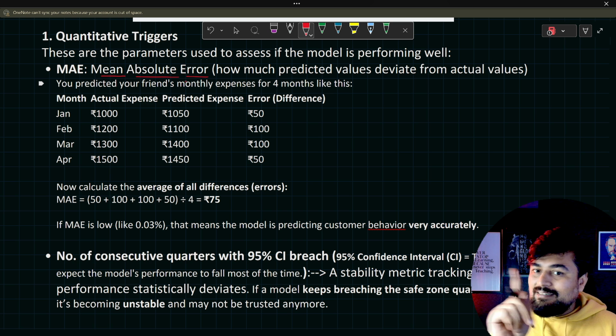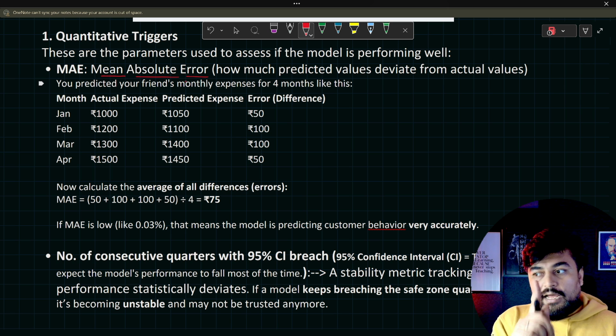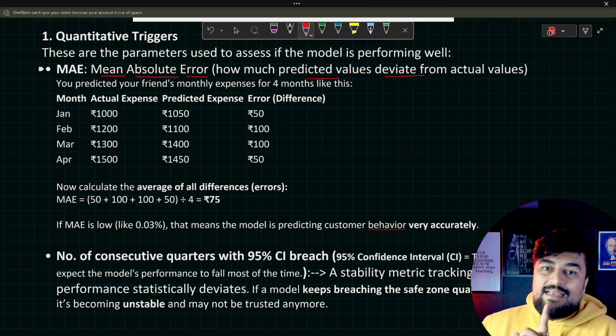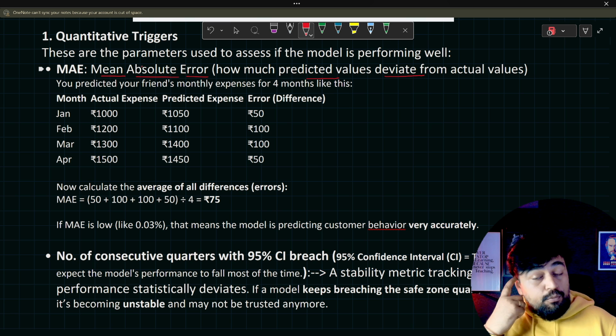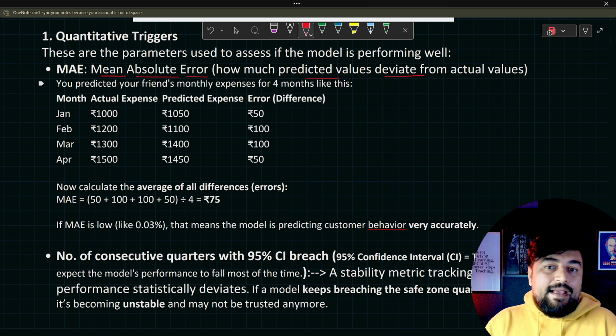So that one is the gap, right? That is known as the MAE error. So the MAE will be 1 in that case. Now, the same definition applies here: how much the predicted value deviates from the actual value is known as MAE. That is a very important measure of the performance of a model in any banking cycle.